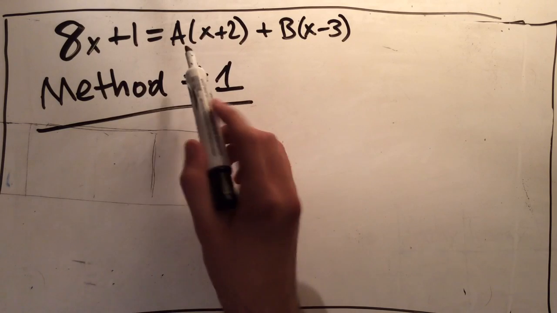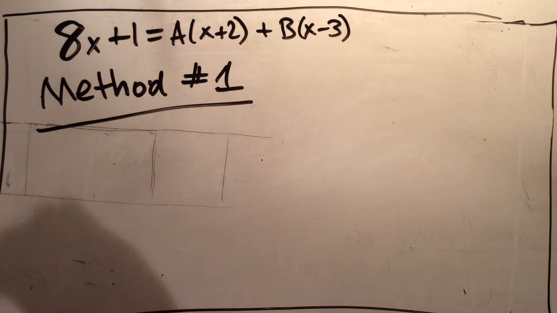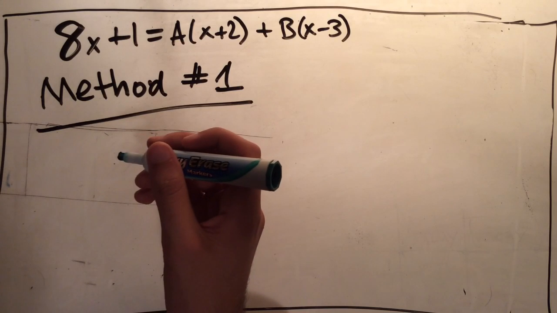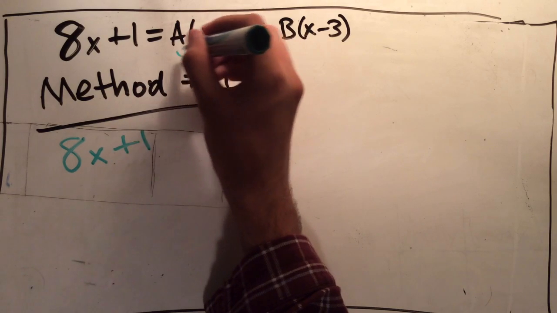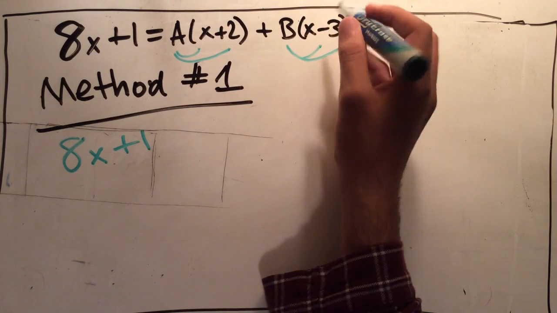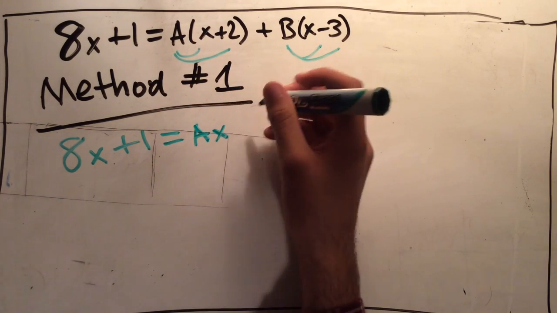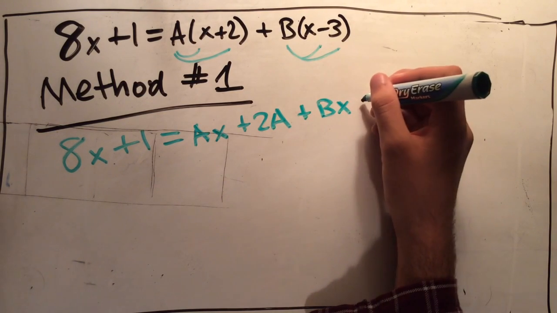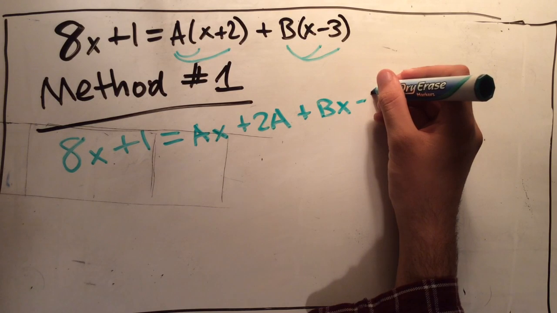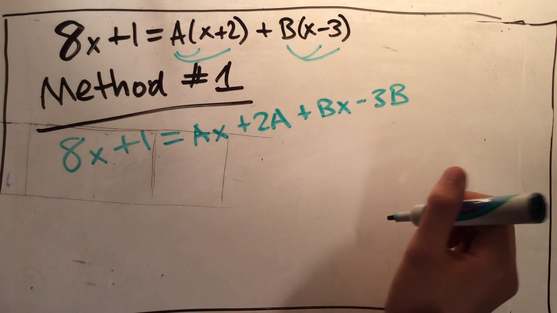We're going to simply distribute these out right now. So we are going to have 8x plus 1. We're going to distribute the a and distribute the b, okay? So 8x plus 1 equals ax plus 2a plus bx minus 3b. That is us distributing it. That's what it should look like.